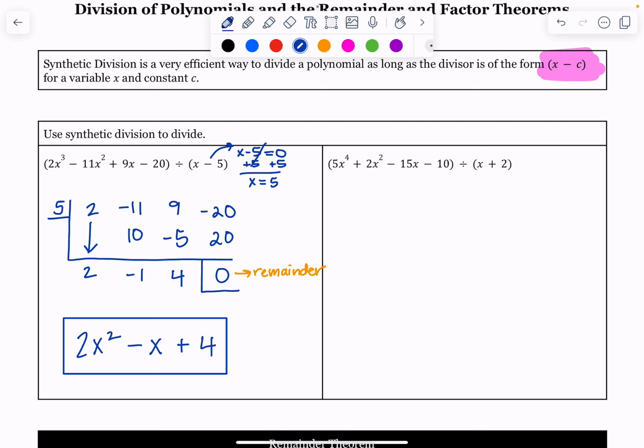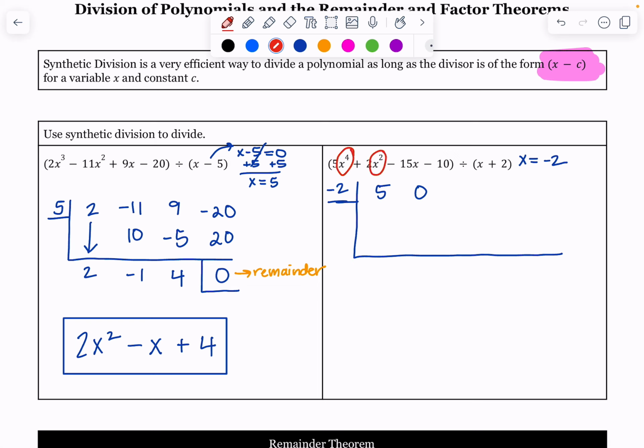All right, for the next one, we're going to do the same thing. Here, we're going to plug in x equals negative 2. I'm not going to show my work, but hopefully you understand how we get that. And then I'm going to create my little table. My negative 2 goes on the input shelf. And then along the top, I'm going to have 5. And then I'm going to put a 0 because if you notice here, we go from x fourth to x squared. And so we need a placeholder for 0x cubed.